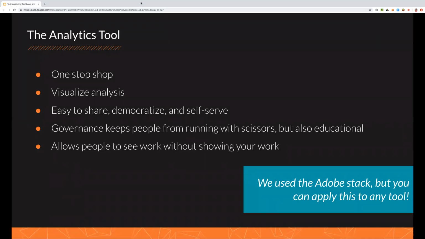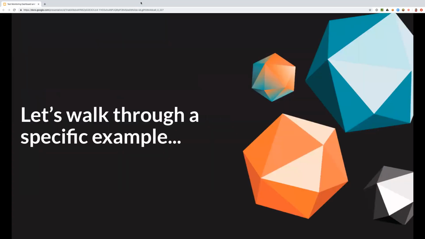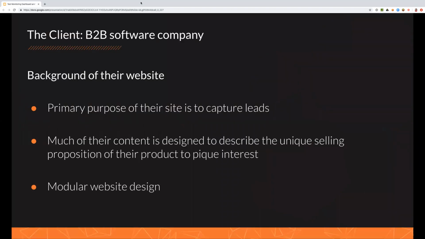And for the rest of the presentation, for our example, we use the Adobe stack, but the approach that we'll be walking through can be applied to any tool. And so here's a screenshot in Adobe Workspace of what our template actually looks like. So this is where those 4 components of monitoring that we talked about really come to life in the tool. And before we jump into the template, I'm going to walk through a real life example that we had from one of our own clients.